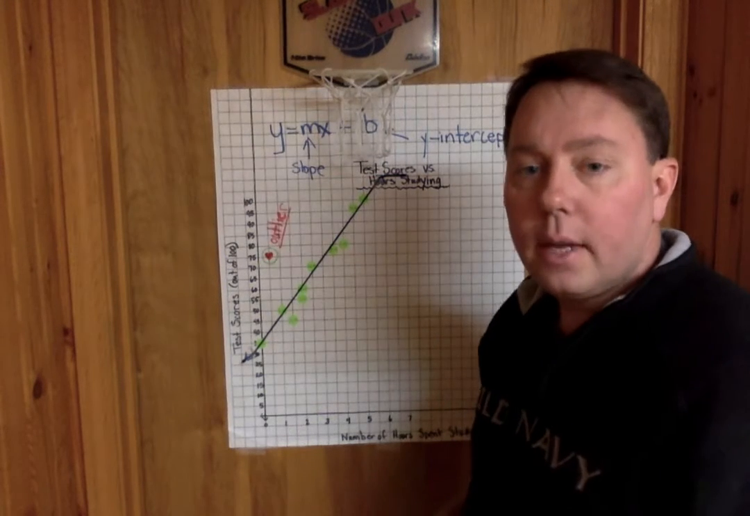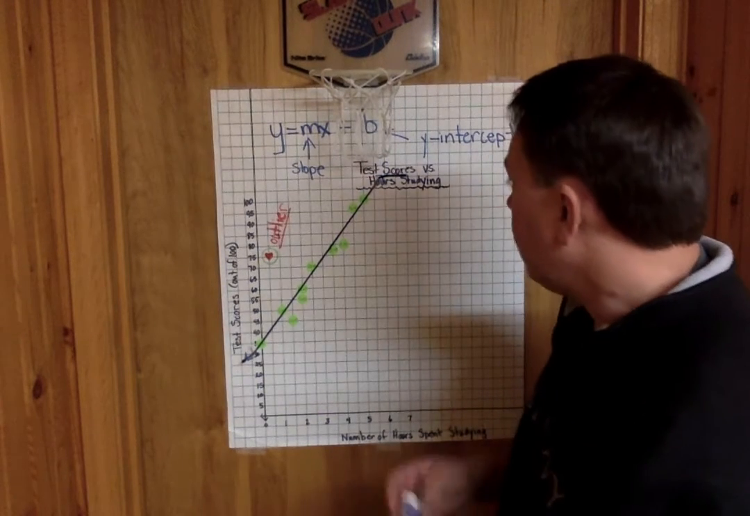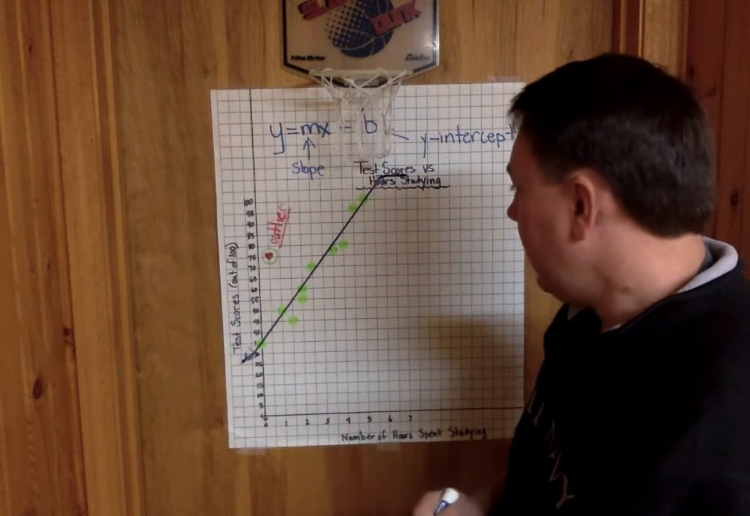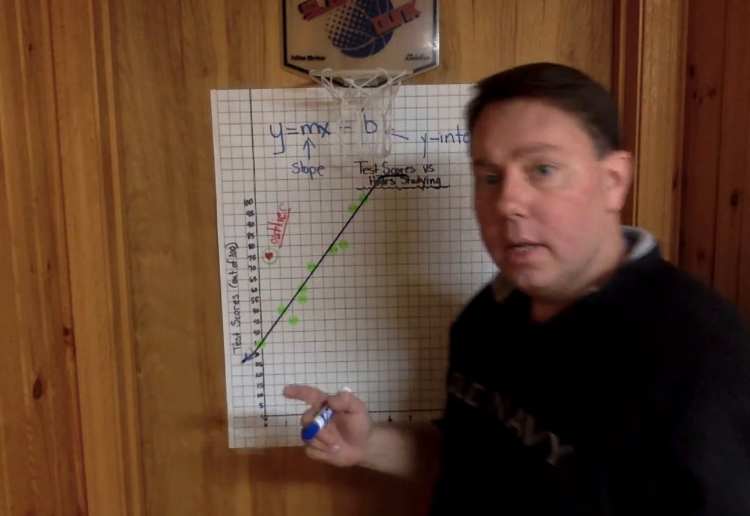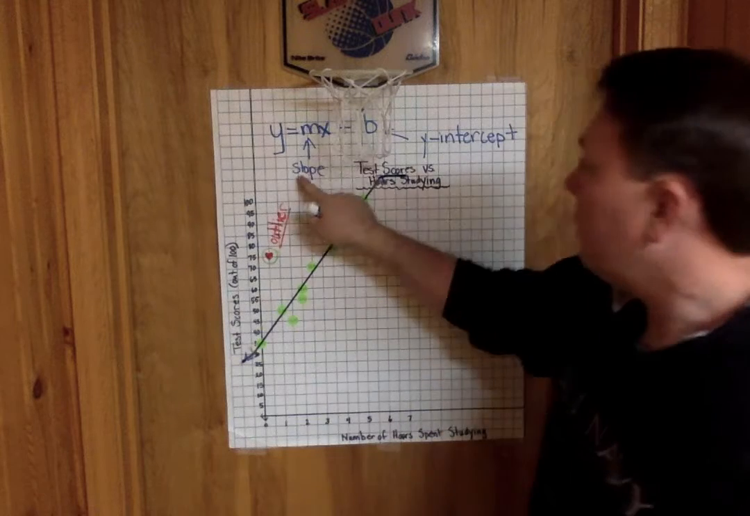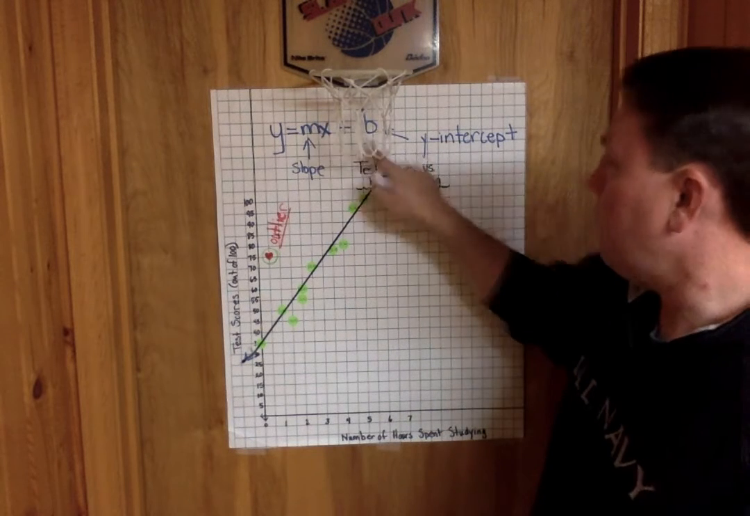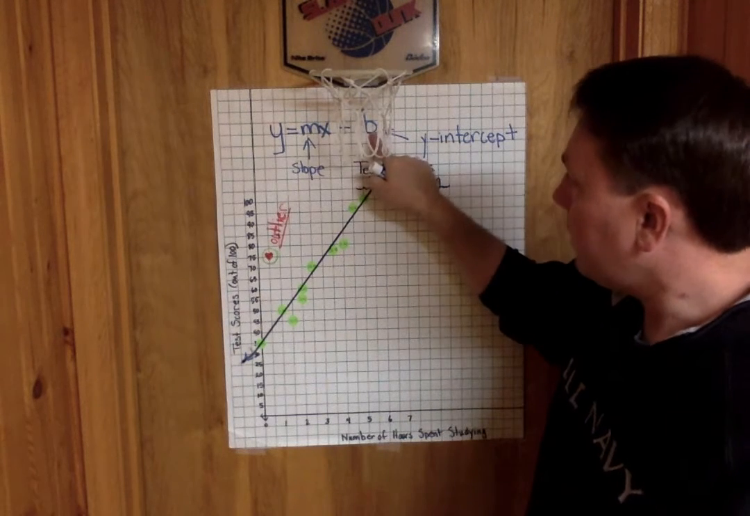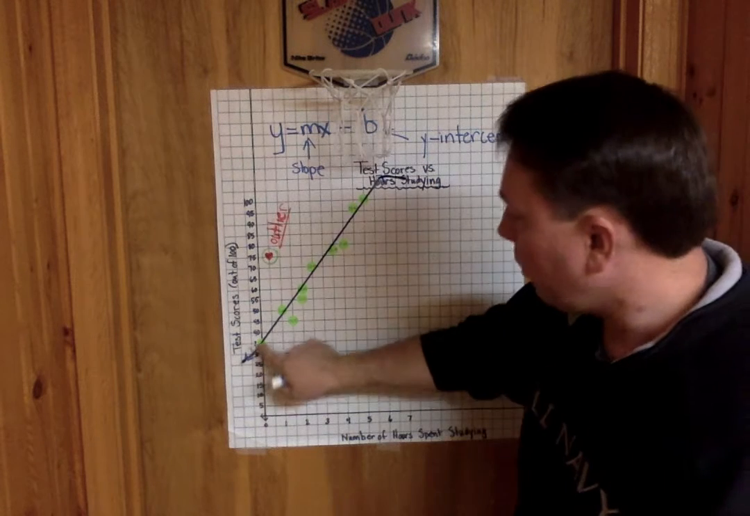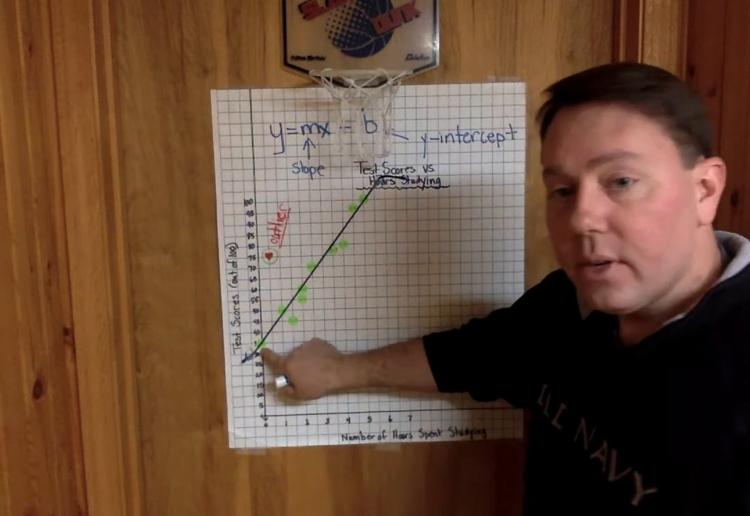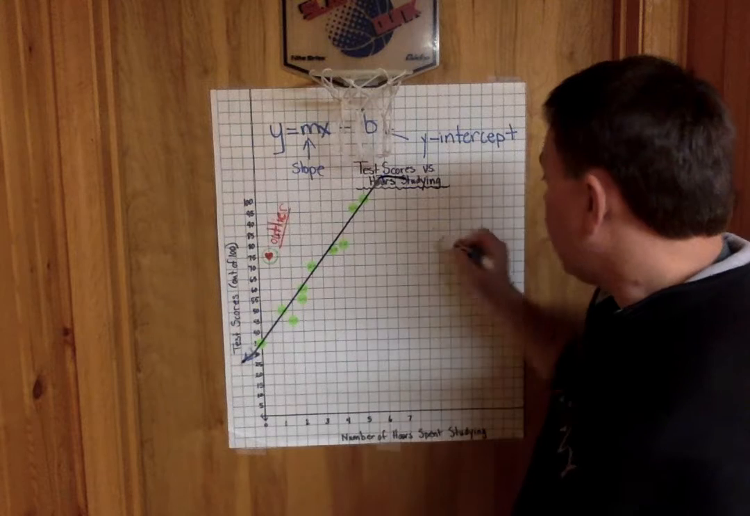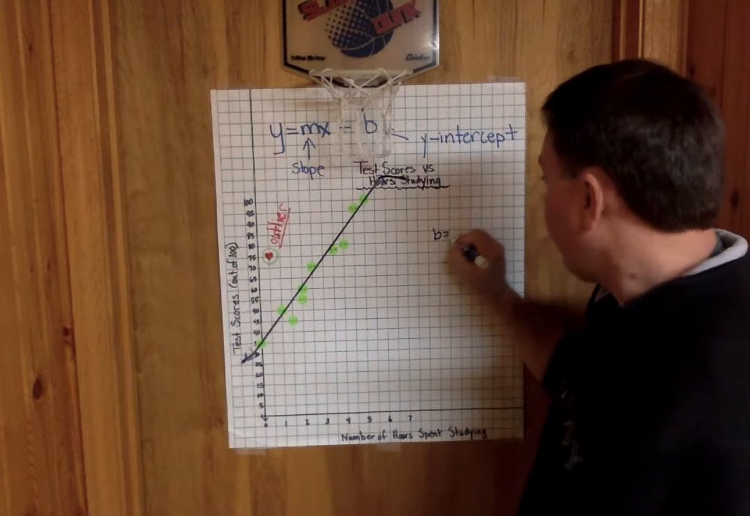So the next thing I want to talk about is writing an equation to this line. There are 2 things we need to know. We need to know the slope, which is m, and we need to know the y-intercept, which is b. The y-intercept is the point where the line crosses the y-axis. So that we have figured out. We know that our b is going to be equal to 35.